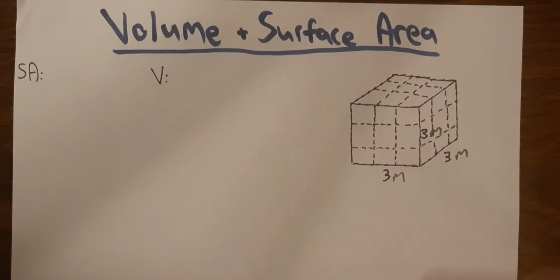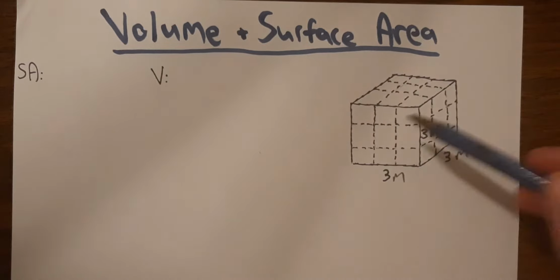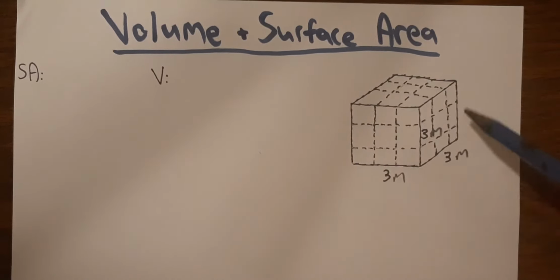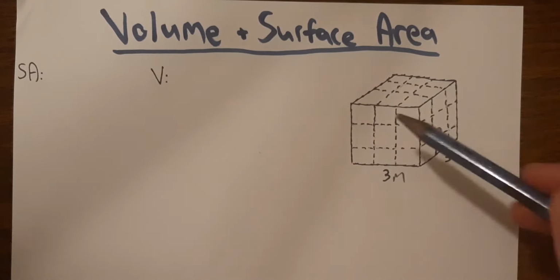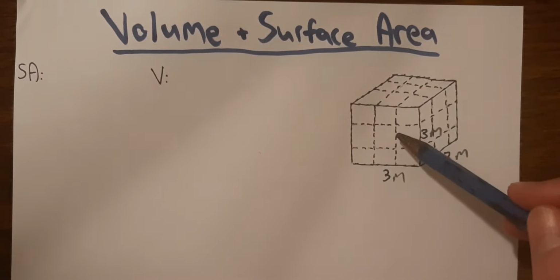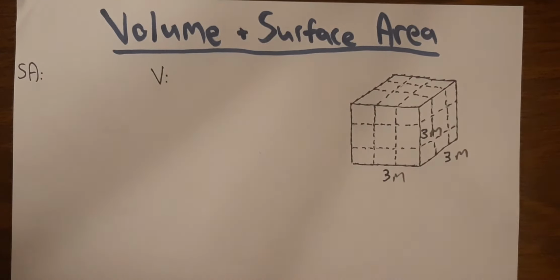Basically, for a cube, all of the sides are going to be the exact same. They're all going to be 3 by 3 squares, right? This is a square, this is a square, this is a square. So they're all the same. So if we want to find the surface area, we basically just have to find the area of one of the sides and then multiply that by however many sides there are.